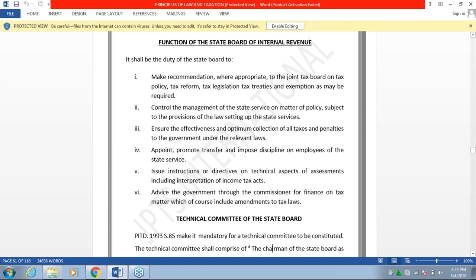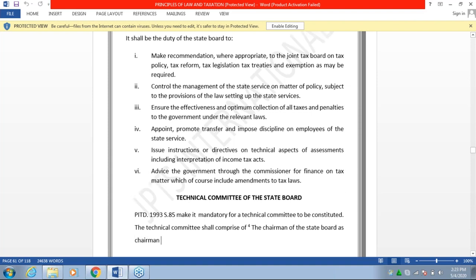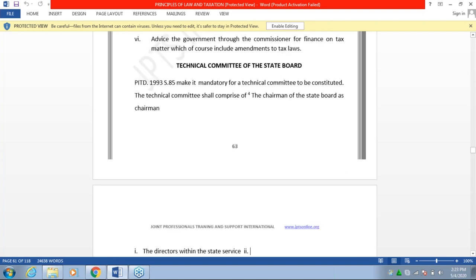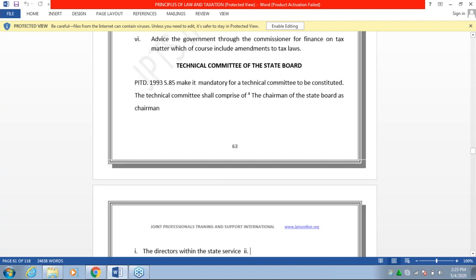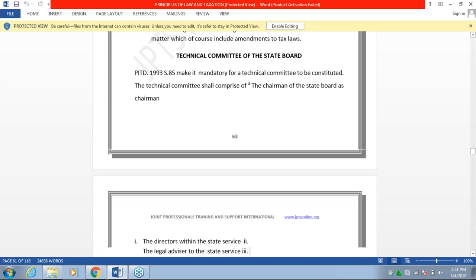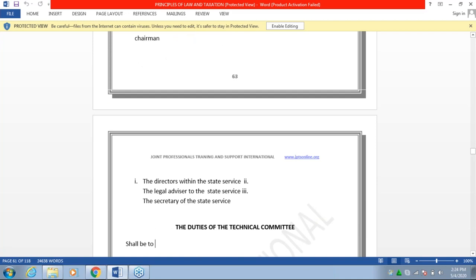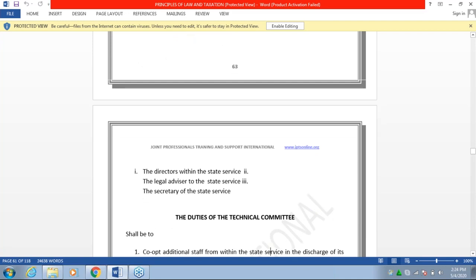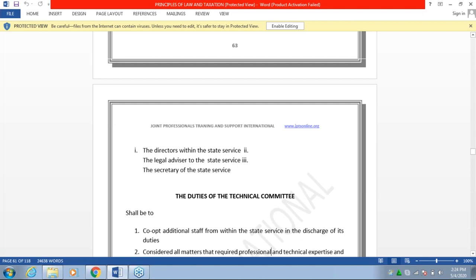Now, the technical committee of the State Board. The PITD of 1993, Section 85, makes it mandatory for a technical committee to be constituted. A technical committee shall comprise the chairman of the State Board as chairman, then directors within the state service, then the legal adviser to the state, and the secretary of the state service.